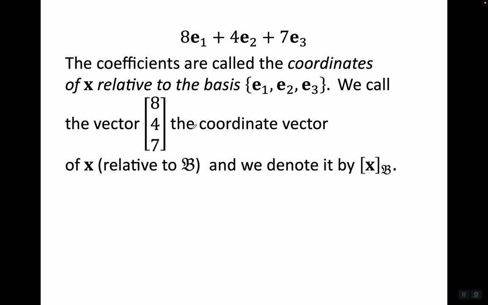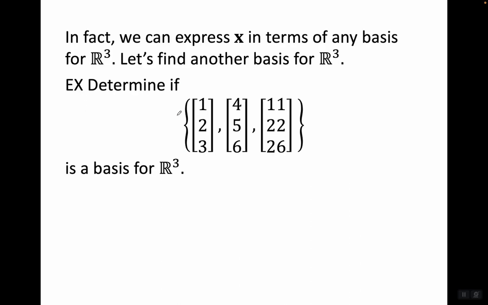So again, this would be the coordinate vector of x. It just happens to be the same thing as x because the basis we're using is e1, e2, e3, the column vectors for the identity matrix. But in fact, we can express x in terms of any basis for R3. Let's find another basis for R3.